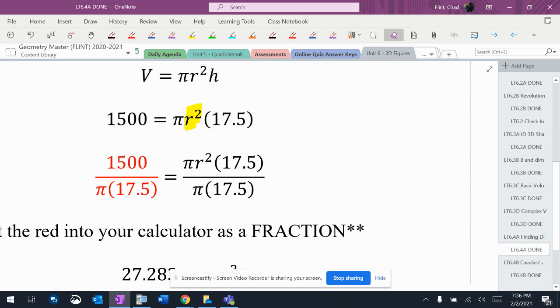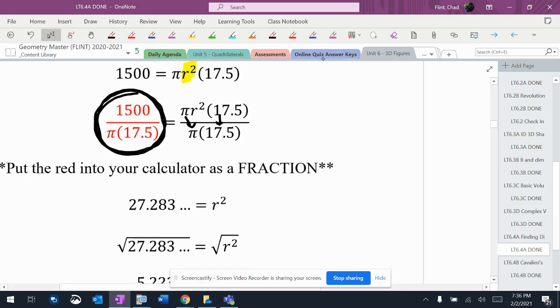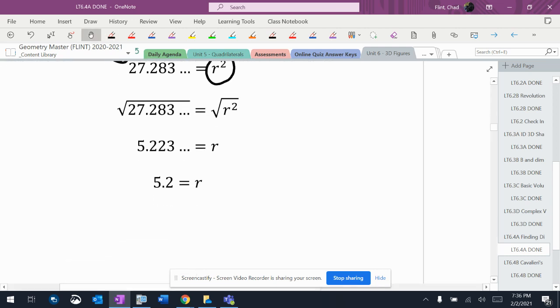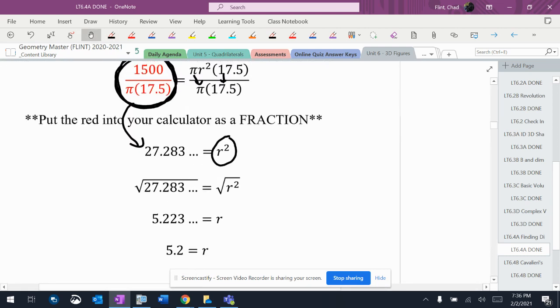All right. So you divide out the things that are numbers. So you divide out the pi. You divide out the 17.5, and you get this. And I made it red. That whole red thing is going to go into your calculator. And then when you put that in the calculator, it gives you this decimal, and you have R squared left. Now you've got to solve it like normal. You take a square root and you get 5.2 for your radius.